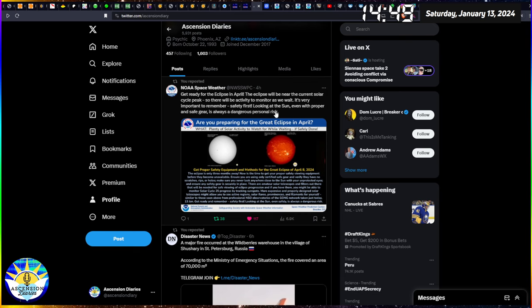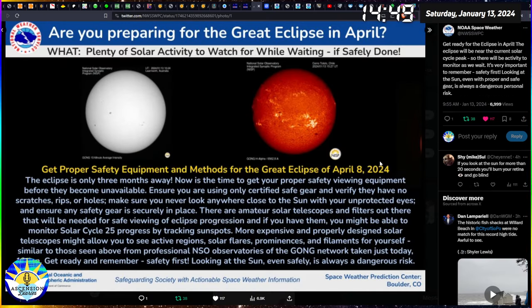And here's the NOAA mentioning that the eclipse in April is also going to be the solar cycle peak. So we need to be careful monitoring and looking at the sun because it's going to be so intense anyways during this solar eclipse, which is an interesting note to make for everybody.